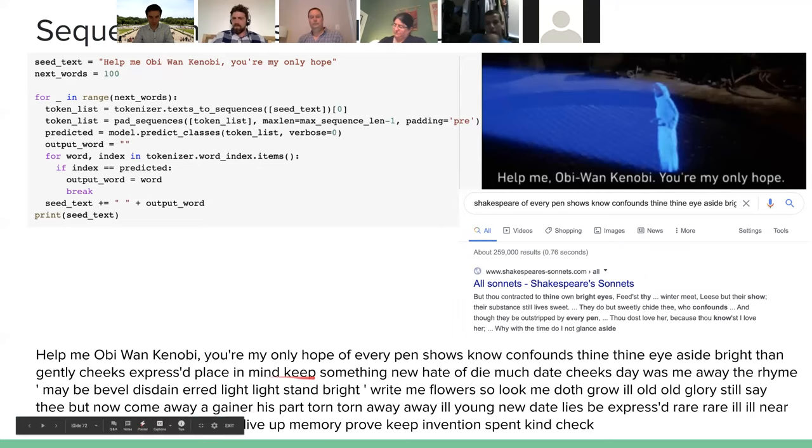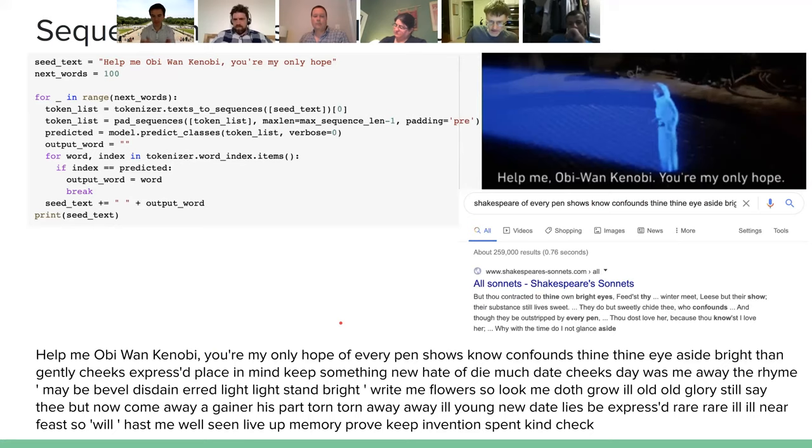So you can see, "my only hope of every pen shows no confounds, dying." There's some repetition here. Usually repetitions are a result of RNNs from what I've seen online. But again, I Googled. With a given network, the process is deterministic, right? In order to get another sentence, you have to retrain this network, because we're always taking the most likely token. There's another thing you could do: take random sampling based on the different softmax probabilities.